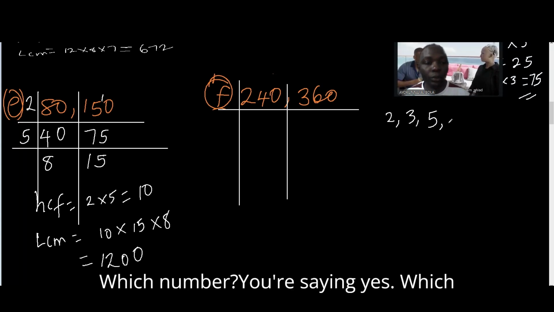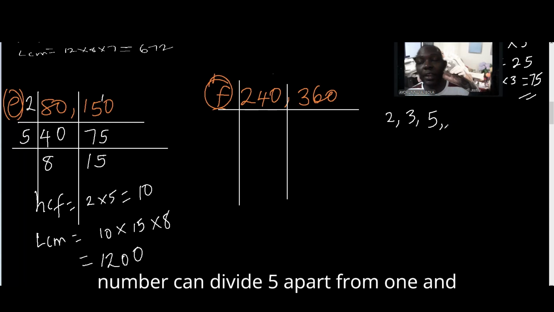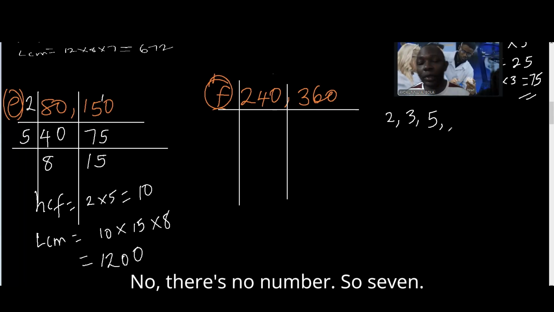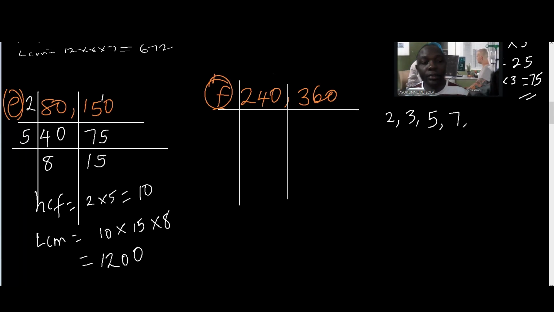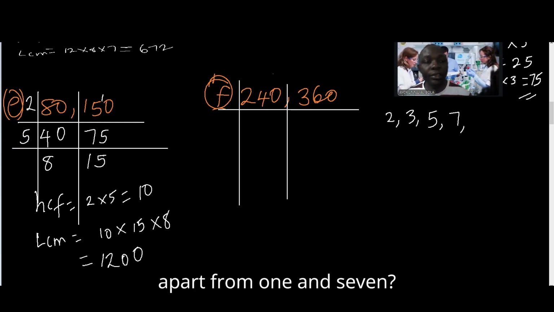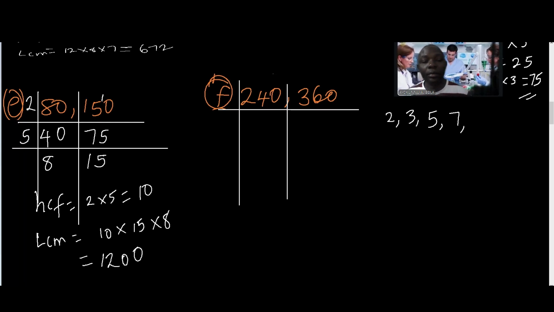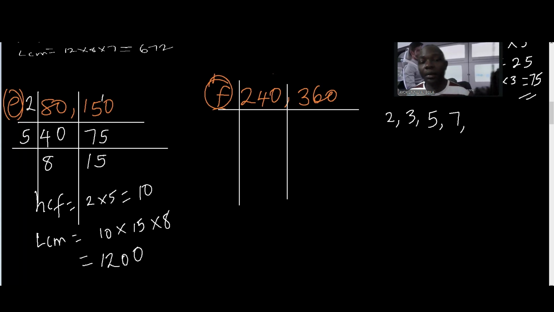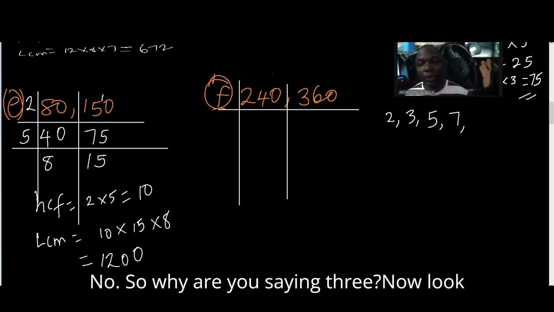Which number can divide 5 apart from 1 and 5? Is there any number? There's no number. So 7. Is there any number that can divide 7 apart from 1 and 7? Will 3 divide 7 without leaving any remainder? No. So why are you saying 3?